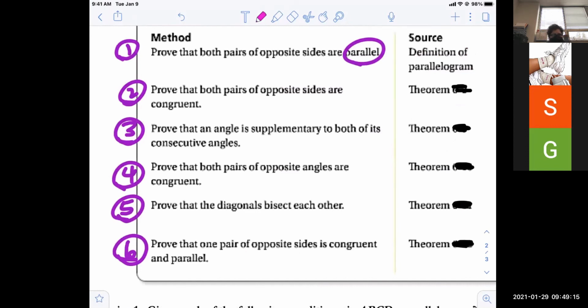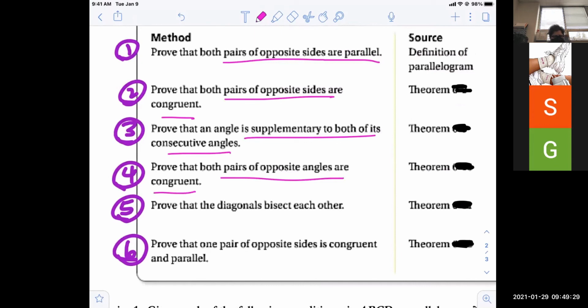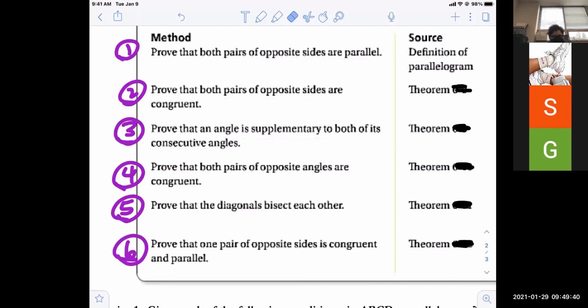Does that correspond to any of those? Both pairs of opposite sides are parallel. Both pairs of opposite sides are congruent. An angle supplementary to both consecutives, or both pairs of opposite angles congruent. Diagonals bisect each other, or one pair of opposite sides is congruent and parallel. Does what we have there correspond to any of those methods?